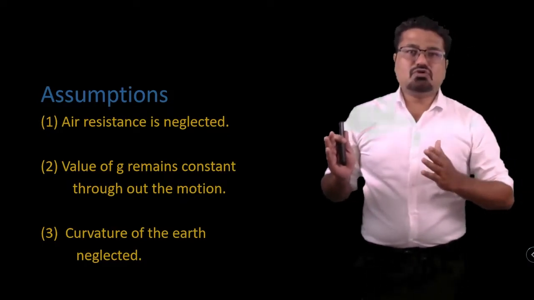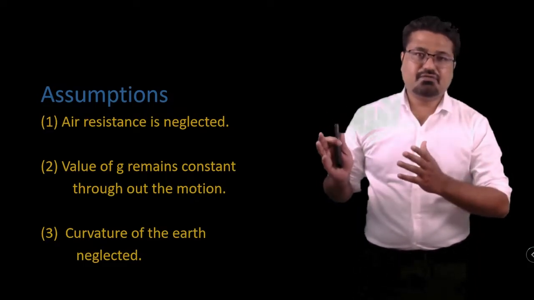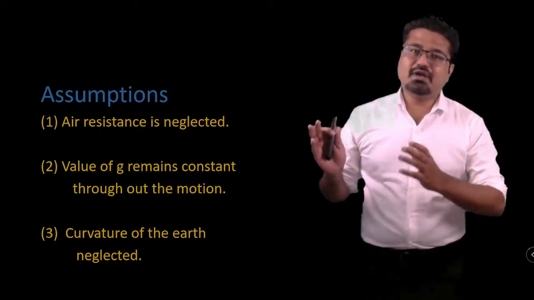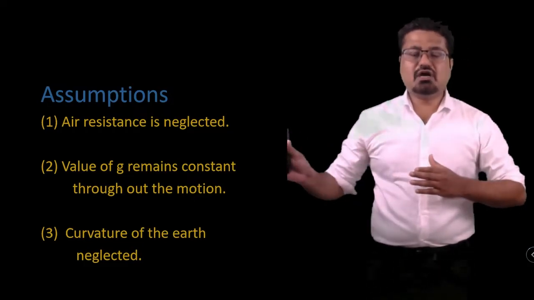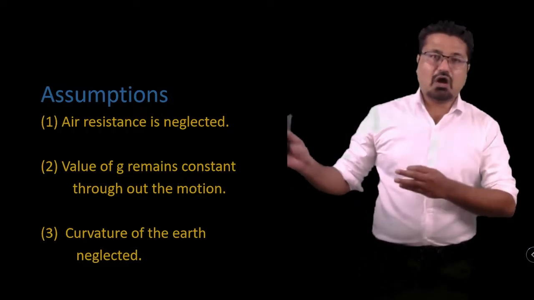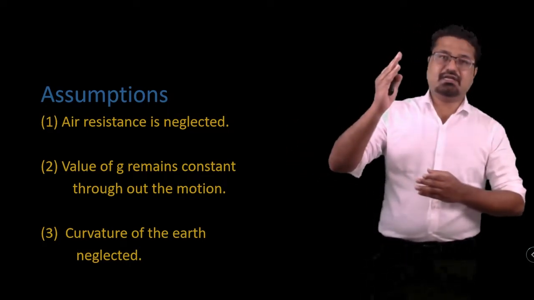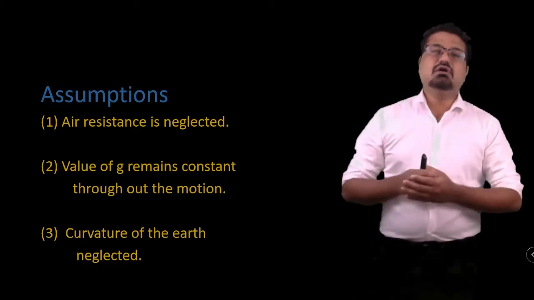Now, a projectile motion can be considered as a combination of two separate, simultaneously occurring one-dimensional motions. One which is along the horizontal direction without any acceleration, and second along the vertical direction with a constant acceleration which is due to gravity.